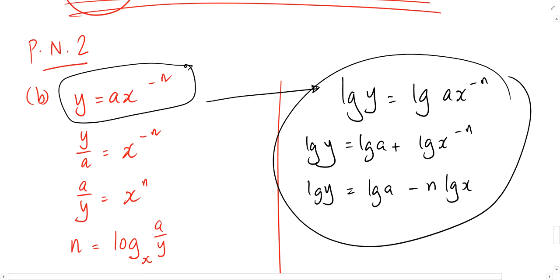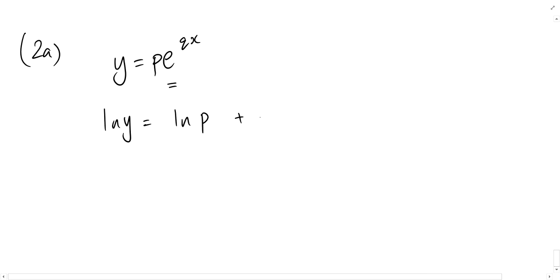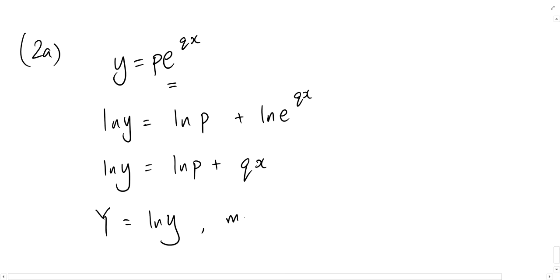Then if you see, for example, e to the power of something, let's take a look at practice now 2a. For example, y equals to p e power qx. When you see the e, what should we do? Take ln on both sides. So ln y equals to ln p plus ln e^qx, equals to ln p plus qx. So our big Y equals to ln y, our m equals to q, our big X equals to x, and our c equals to ln p. Okay? Zachary, following?